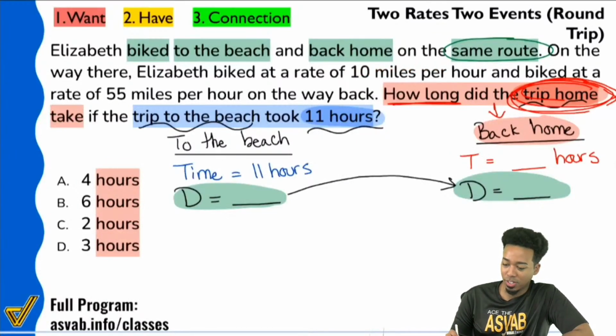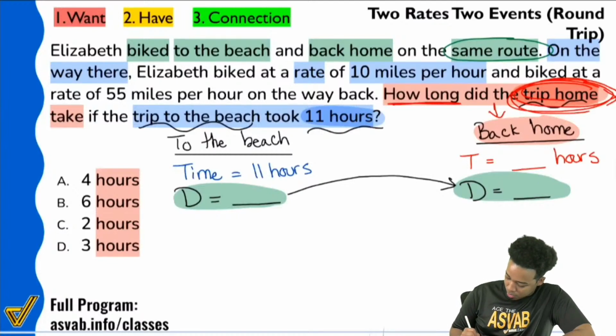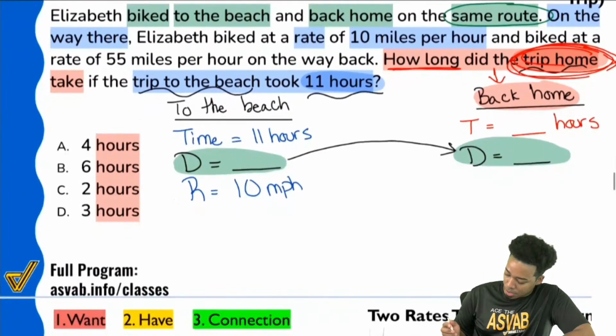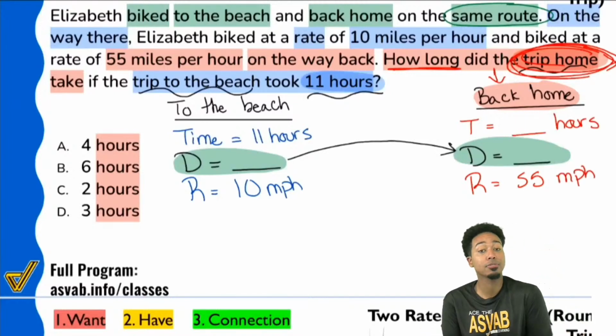Yeah, to the beach. So guess what? Right here, on the way there, rate 10 miles per hour. So I'll write that right there. My rate to the beach, 10 miles per hour. Now, if we take a look on the way back, 55 miles per hour on the way back. So we'll plug in the rate over here as 55 miles per hour. Does that make a little more sense, my party people, about how we're organizing this information?